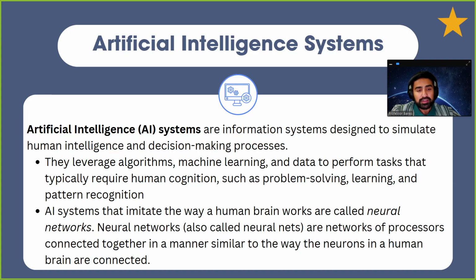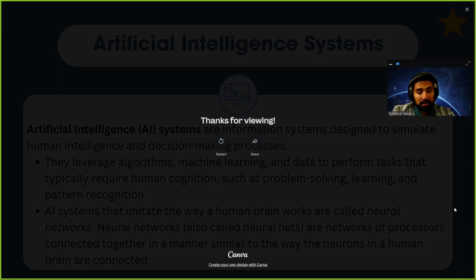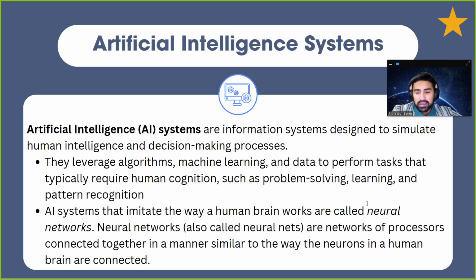So these are information systems designed to simulate human intelligence and the decision-making process of humans. They use data, algorithms, and machine learning to perform tasks that humans would usually solve. Now we can get computers to do it. In fact, we have AI systems that process data in a way similar to the human brain. We call these neural networks. Now, not all AI is neural networks, but it is a very fast-growing category of AI systems.